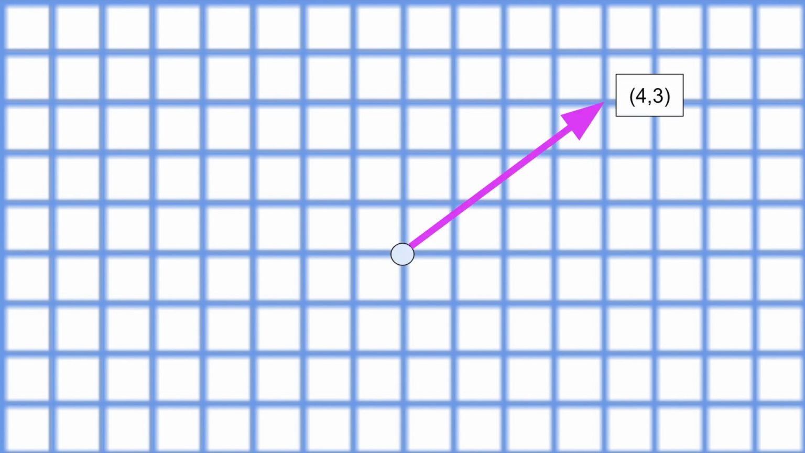Let's just say I started with the origin, and then I have a vector. This vector obviously lands at (4, 3), right? It goes 4 units to the right and 3 units up. Okay, we have another vector, and it lands at (-4, 1). It's obvious. It goes 4 units to the left and then 1 unit up.